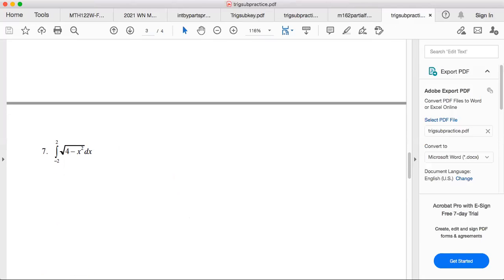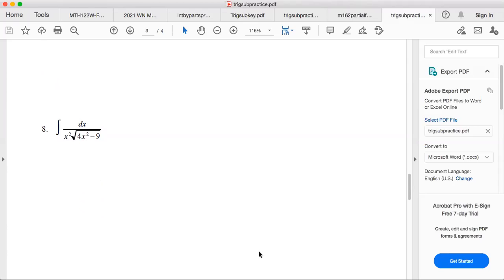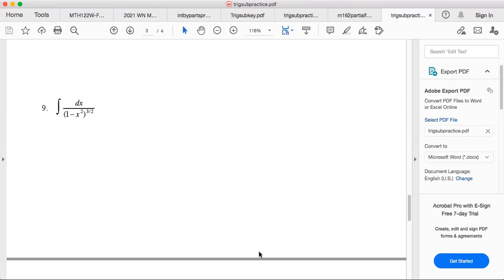I just want to scan through these other problems and show you where we're headed with this. This next problem, number 7, looks like maybe an inverse sine problem, but the square root isn't in the denominator like we expect for that formula. So that's a little bit problematic. Number 8 looks maybe a little bit like the inverse secant problem, but there's an extra factor of x on the outside. Number 9 again looks like the inverse sine problem, but there's this weird 3/2 power, so that's strange.